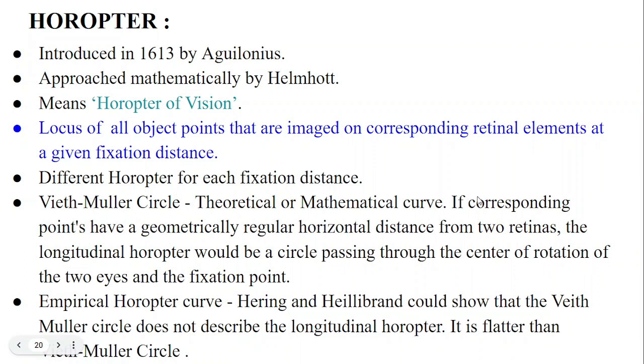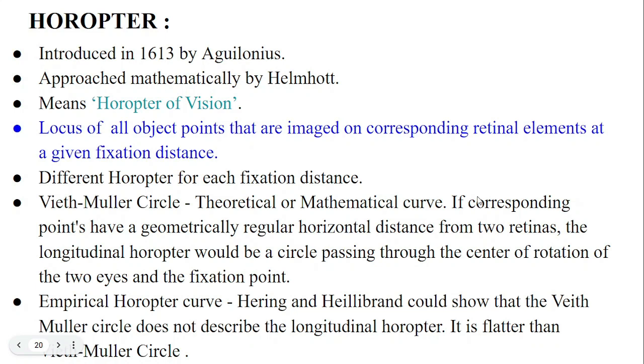Horopter. The horopter refers to the locus of all object points that are imaged on corresponding retinal elements at a given fixation distance. In other words, it is the set of points in space that, when fixated on, fall on corresponding points on the two retinas.